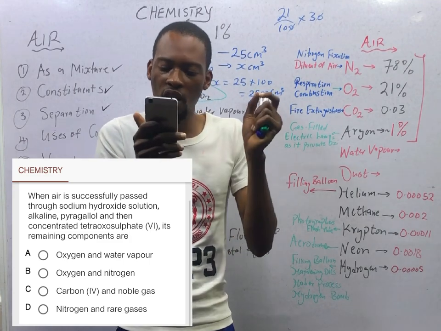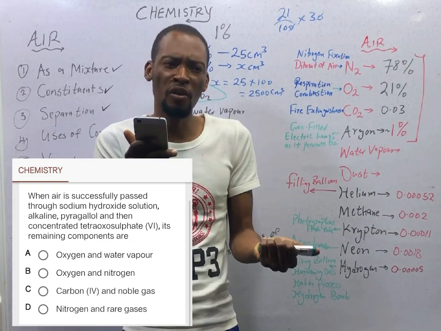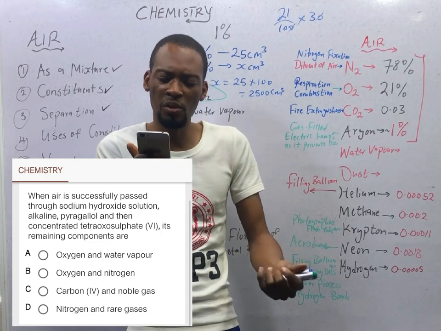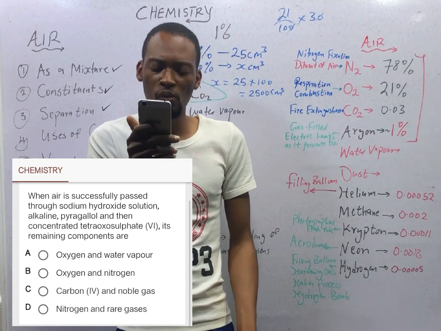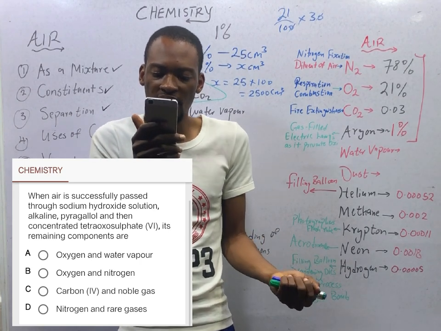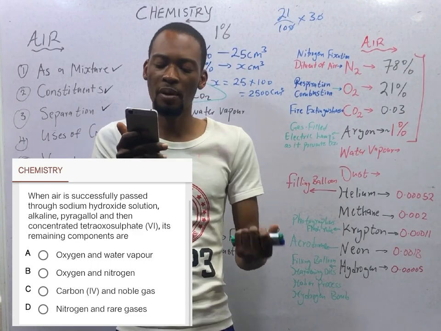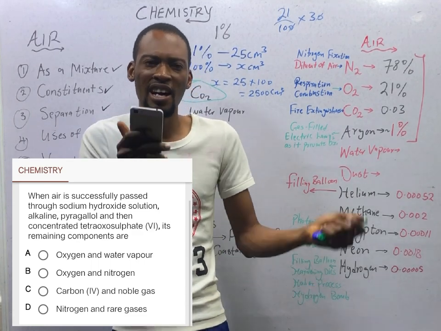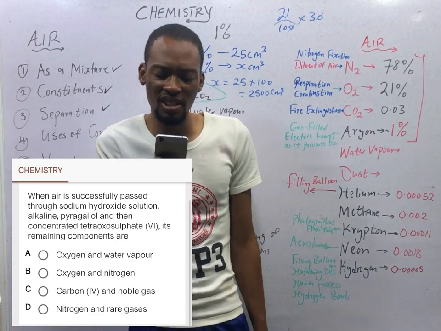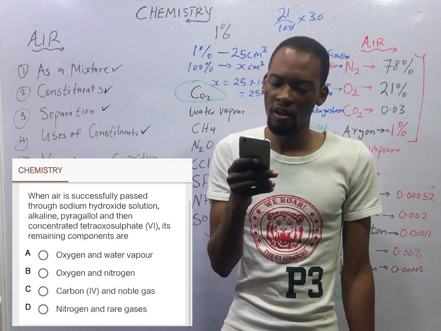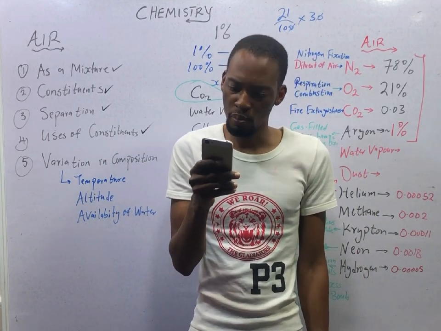carbon(IV) oxide, oxygen, and water vapor will be removed. Concentrated H2SO4 is a drying agent and it's also dehydrating. It removes water. Alkaline pyrogallol will remove oxygen. Then sodium hydroxide or KOH will trap the carbon(IV) oxide. Nitrogen and rare gases are what will be left in the air. Option D is the correct option. There is no way oxygen will remain, and there is no way carbon(IV) oxide will remain.